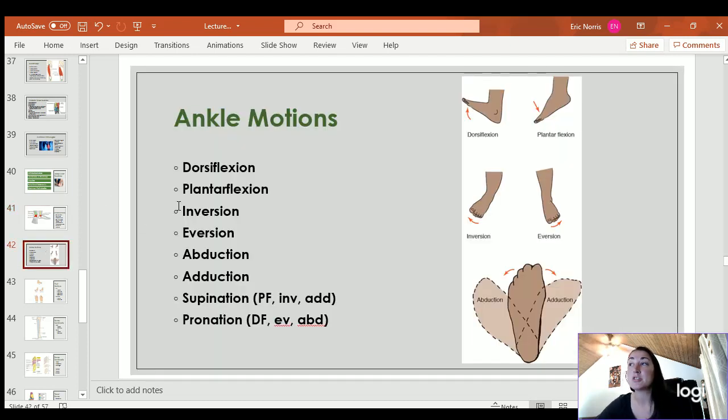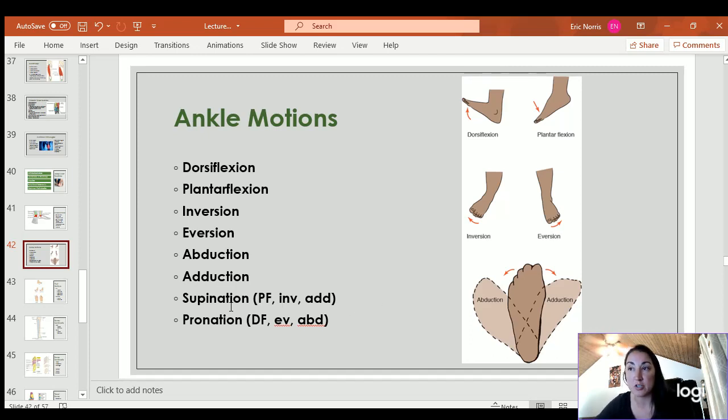Our ankle motions: we have dorsiflexion, pulling the toes up; plantar flexion, pointing them down; inversion, bringing your big toe in; eversion, pushing it out; and then abduction and adduction, kind of like a windshield wiper, in and out. Supination and pronation are combined movements.